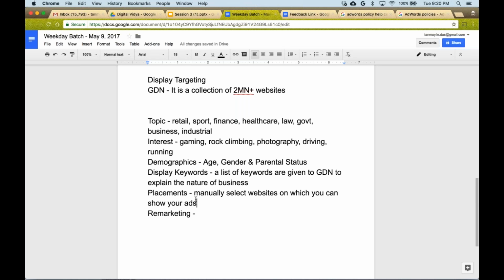Is display network ad costly than search ad? Not really. It depends on the kind of business you do. Most of the time, both of them turn out to be similar in costing. It does not matter which network you're applying it on. It majorly depends on the kind of websites, based on the business you're doing.